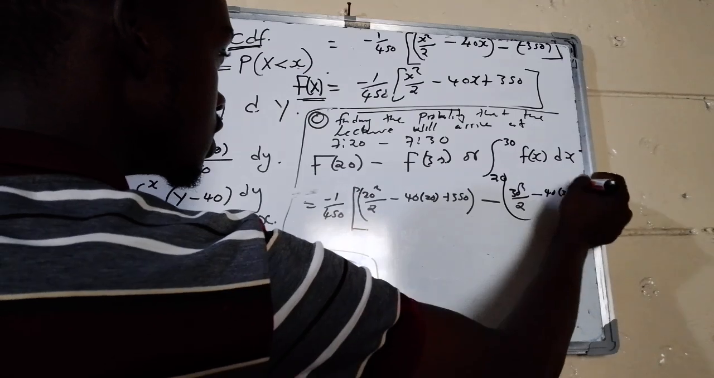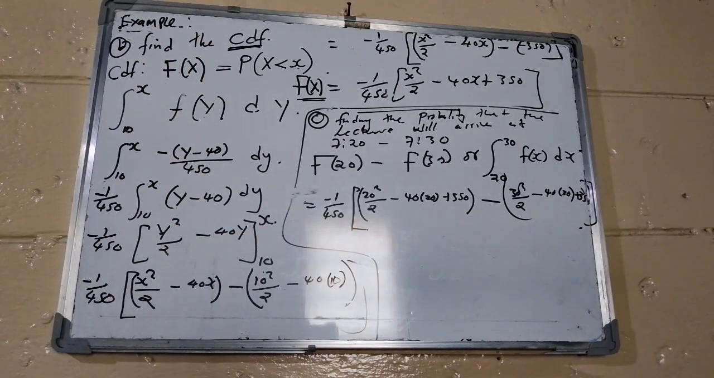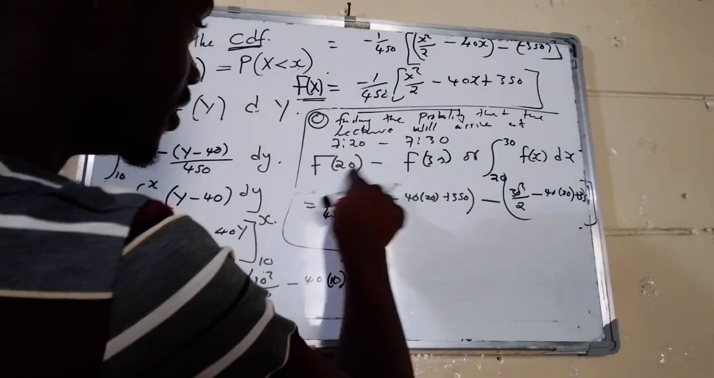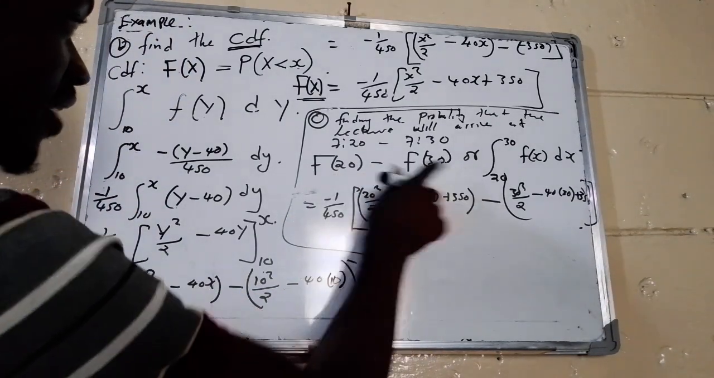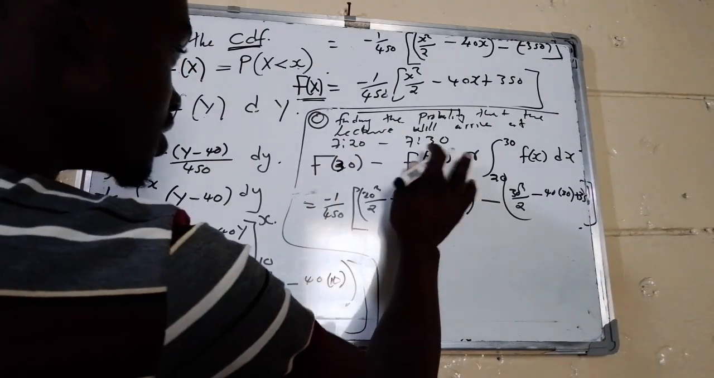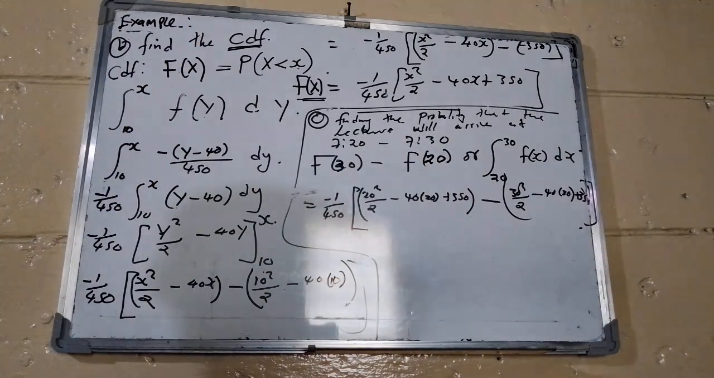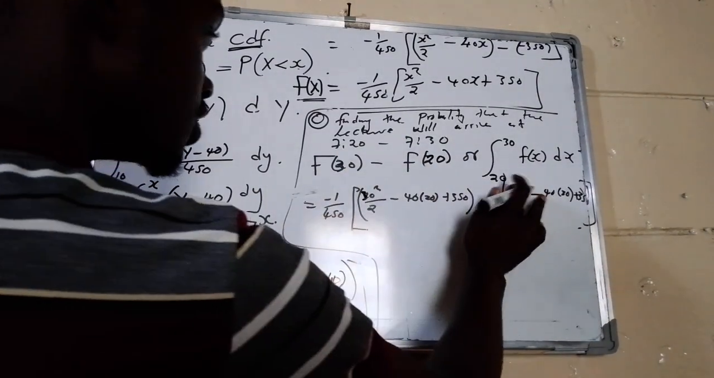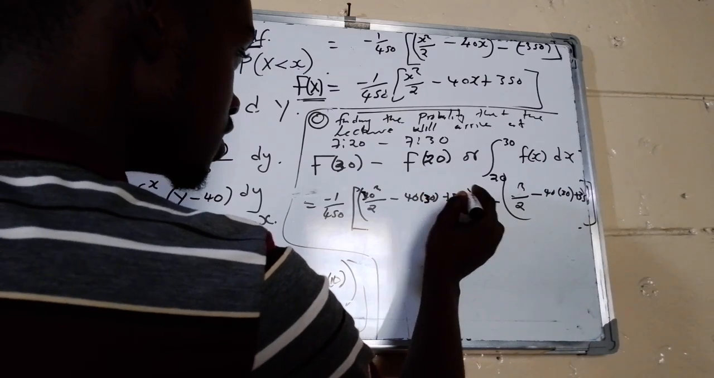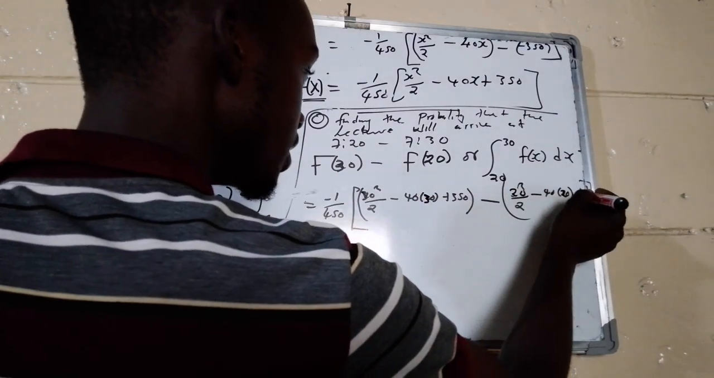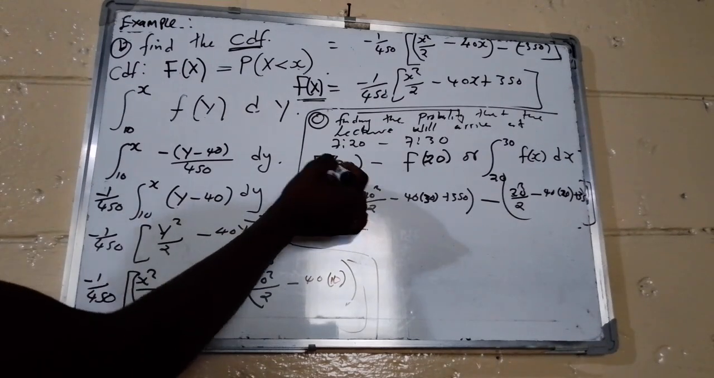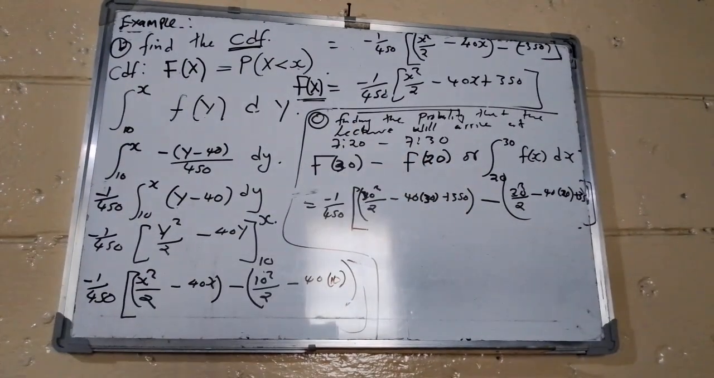So this minus that, what are we going to have? I'm sure you can work with your calculators wherever you are and punch it in. Sorry, it's the bigger value minus the smaller value. It's supposed to be F of 30 minus F of 20. So here it's the 30, but here it's supposed to be 20. It's the upper limit minus the lower limit.